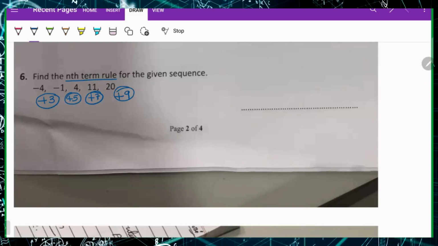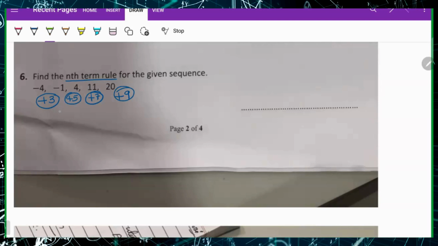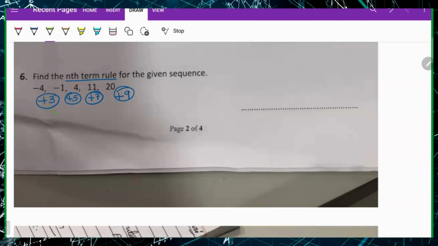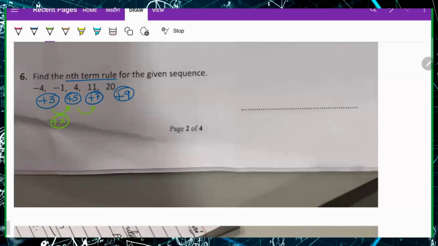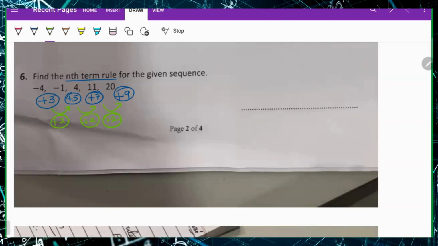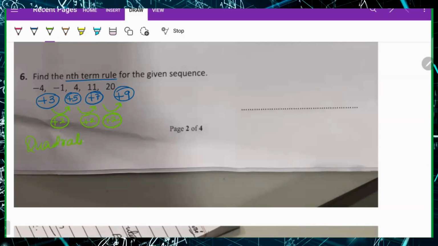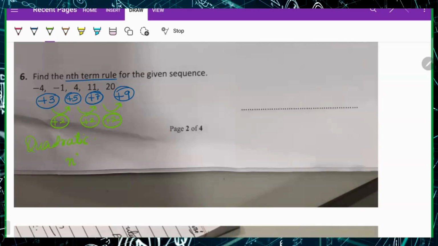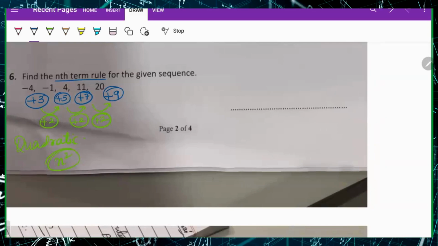Now this becomes non-linear, right? So it's not a linear sequence. So let us think about quadratic now. Is there a possibility of quadratic? What's the difference here? A positive 2. Again, there is a positive 2. And again, there is a positive 2. So this is nothing but a quadratic sequence. Remember, whenever it is a quadratic sequence, you will have n square. Remember this. Okay.